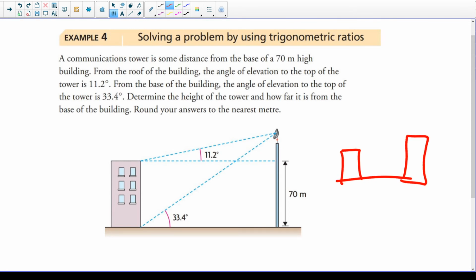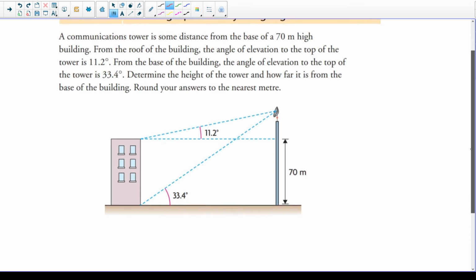Now, there are questions that you may have seen last year that deal with two buildings side by side, and they actually tell you to find the height of the two buildings, but they give you the length between the two buildings. That is what I would call a quintessential trig question. This one's similar to that one, but it's got a little bit of a twist to it.